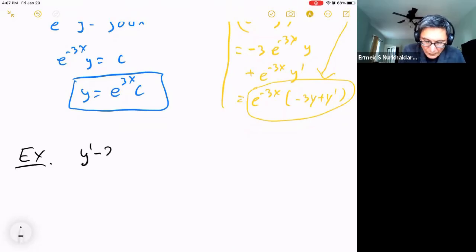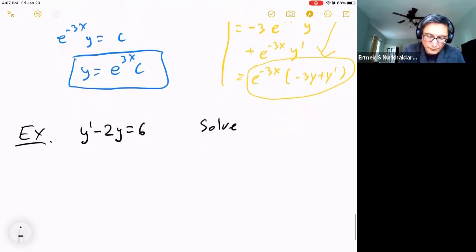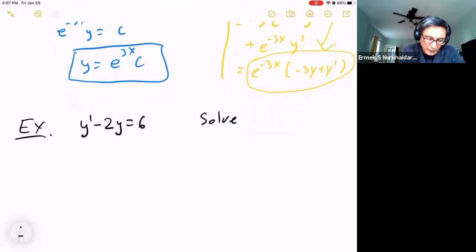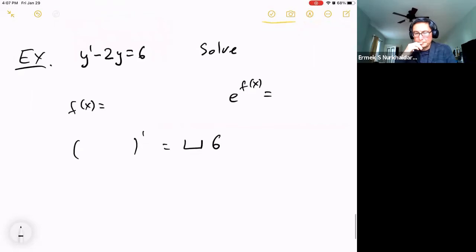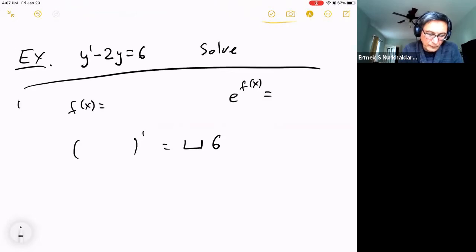Now try this one: first derivative minus 2y equals 6. I'm going to give you a minute or two to figure it out. Basically, figure out what f of x is, and what e to the f of x is, then multiply by it to get something times 6, and get your answer. So find your integrating factor. First define f of x.